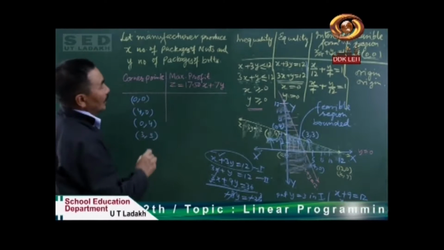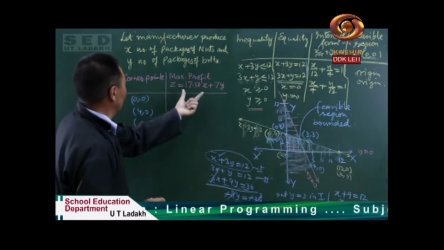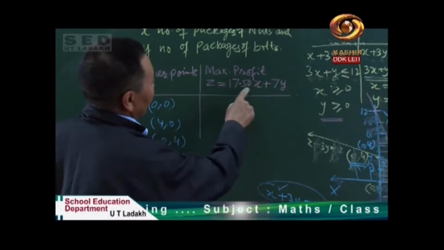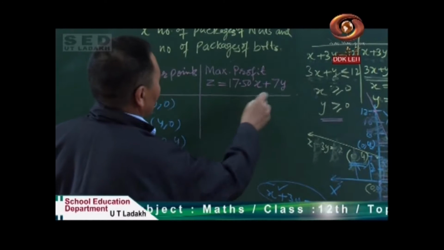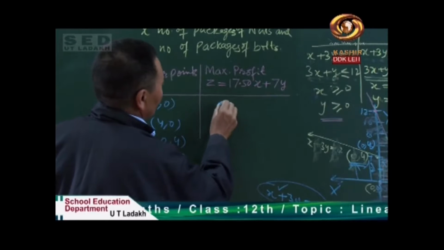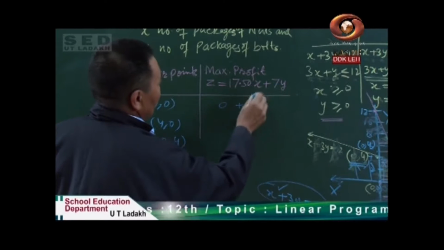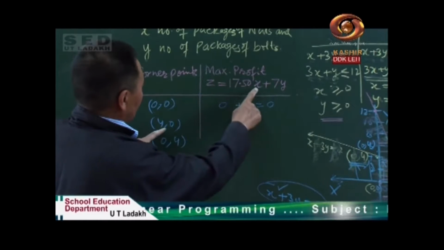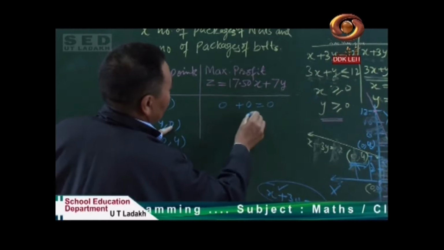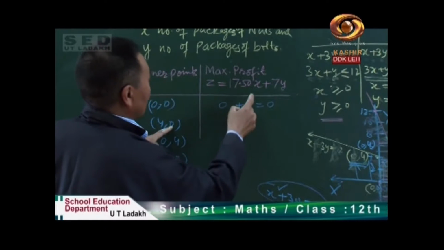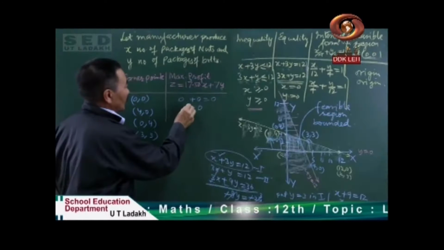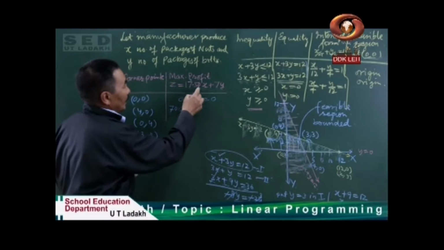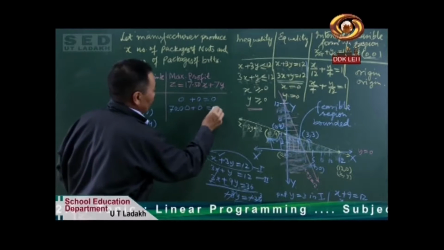We use these in the objective function. Maximize, we have to check on which point we are getting the maximum value. If I use 0, 0 here, x is 0, y is 0, then it will become 0 into this, 0 into 7, it will become 0. I got 0 over here. I have 4 at x, 0 at y. Here 0 into 7 plus 4 into this, it is 7, this is 70 with the decimal at two places.